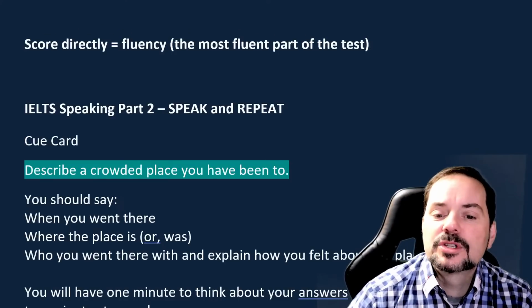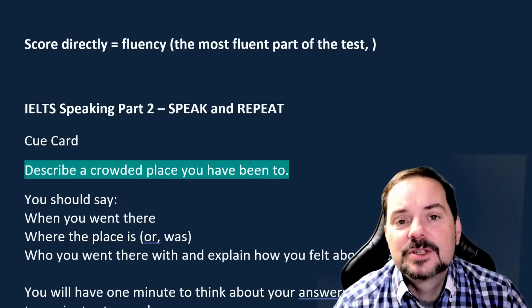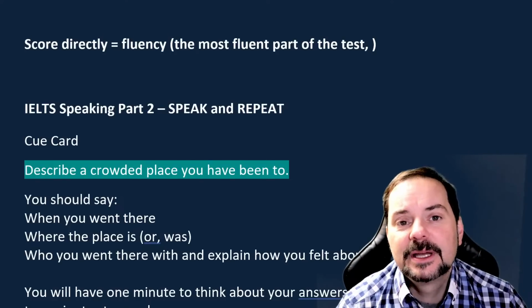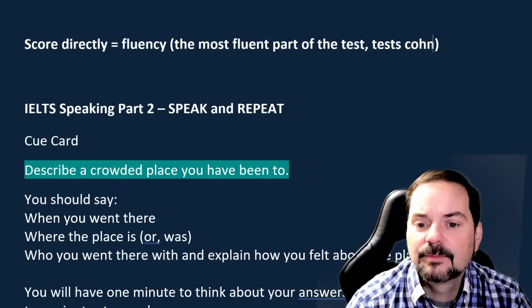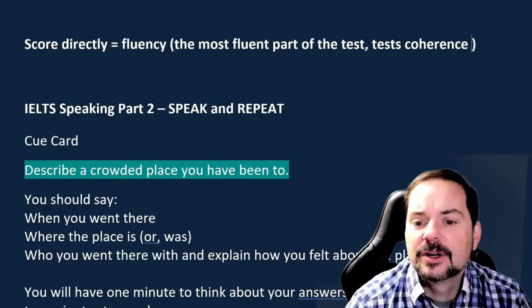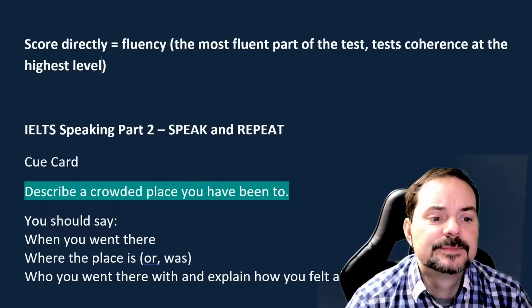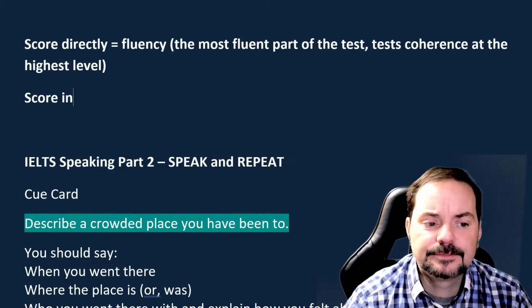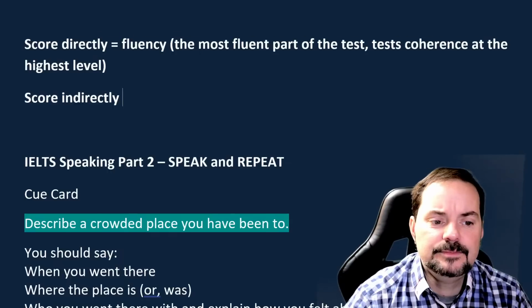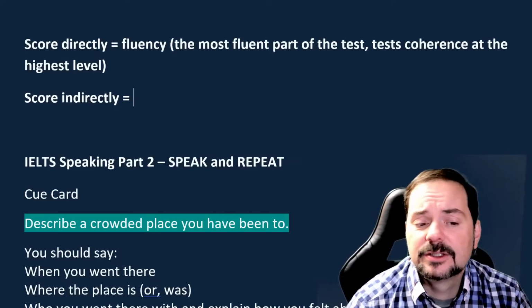It's also the most coherent, right? Because talking 1 to 2 minutes, it's really easy to go off topic or not make sense. So it also tests the coherence at the highest level. Okay, your score indirectly, okay, is because Part 2 is connected to Part 3.